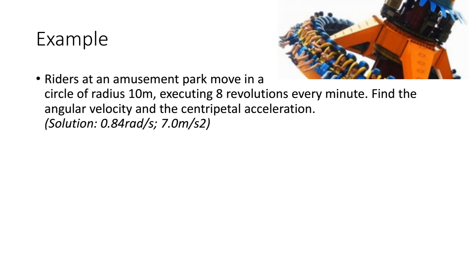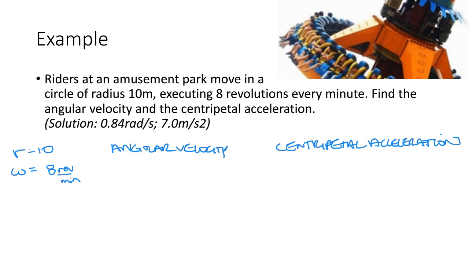Our last example has riders at an amusement park moving in a circle of radius 10, executing an angular velocity of 8 revolutions per minute. The problem wants us to solve for our angular velocity and our centripetal acceleration. We already have an angular velocity that is represented in revolutions per minute. We just have to convert that into radians per second, because that's the standard form. So when I do so, I get 0.837 radians per second.